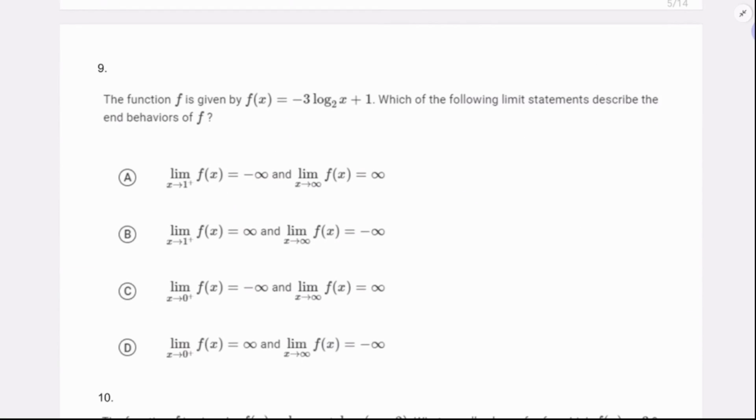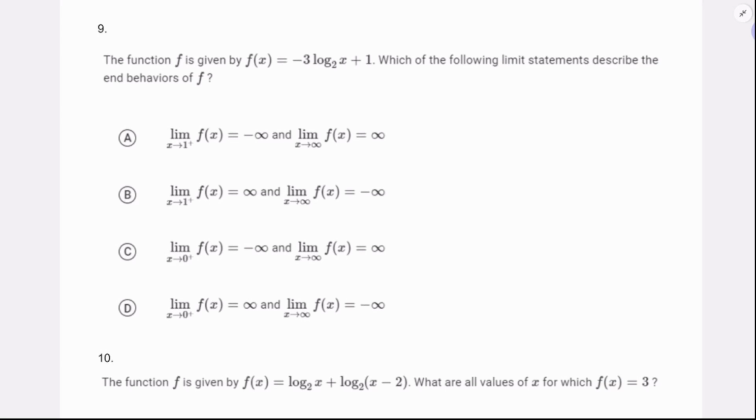All right. F is given by -3 times log base 2 of x plus 1. Which of these limit statements describe the end behaviors of f? Interesting. Okay, I guess we need to think about this in terms of the transforms. So if I had y equals log base 2 of x, what that's going to look like is that, right? As x approaches infinity, y approaches infinity. And as x approaches 0 from the positive side, y approaches negative infinity.